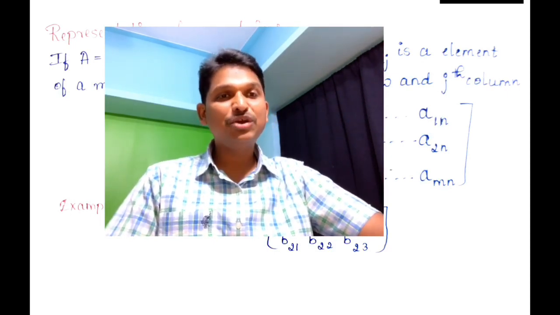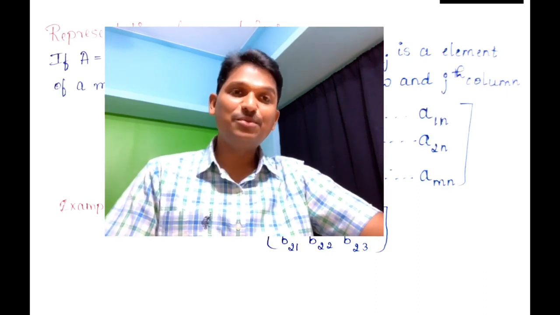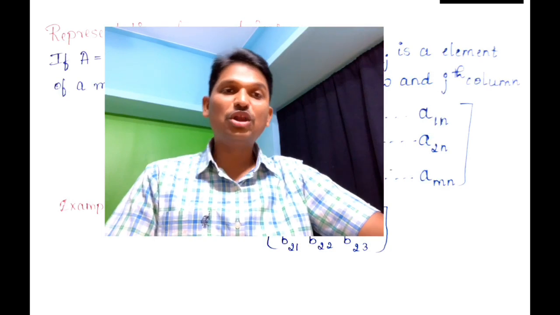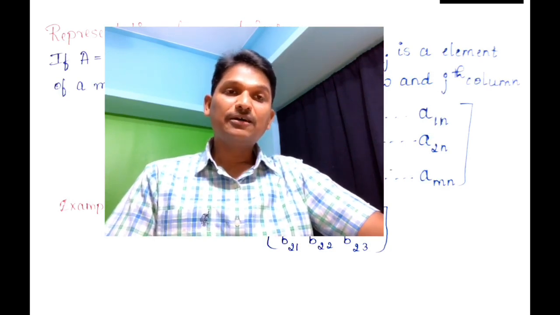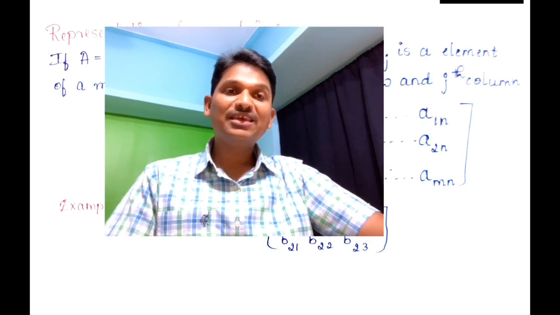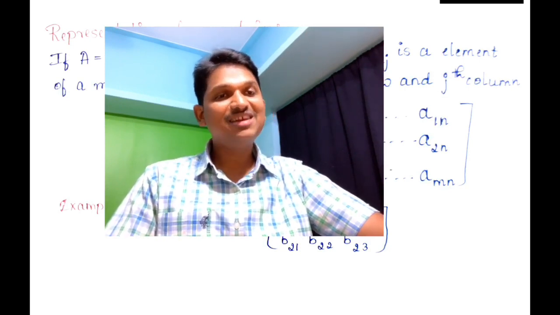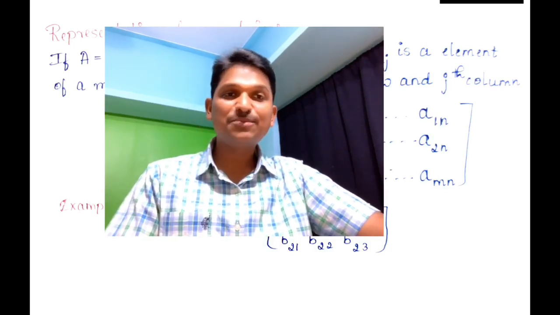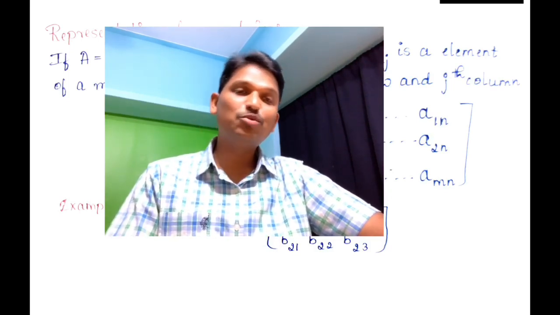What is the second point? Horizontal line of elements is called a row. Vertical line of elements is called a column. Okay. What is the next point we learn? Matrices are denoted by English capital alphabets. Okay. And we learn how matrices are denoted by 2 types of brackets. That is what we learn about matrices.